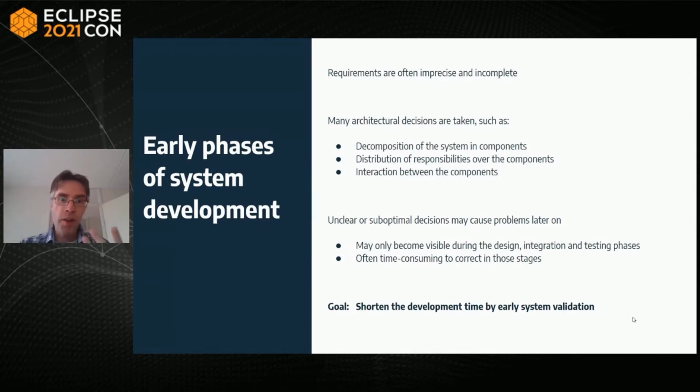So we see a lot of these decisions being taken. And the big risk over there is that if you make suboptimal decisions, or decisions that are not completely clear, then later on in the development process, these decisions may cause big problems. What I mean by later on is that some of these problems can only become visible during design or integration or even testing. And if you have to correct anything during these phases, then it's very time-consuming and expensive to do so. So the whole thing that we have in this phase is that a lot of things are imprecise. We make important decisions, and we want to be as sure as possible that we're making good decisions.